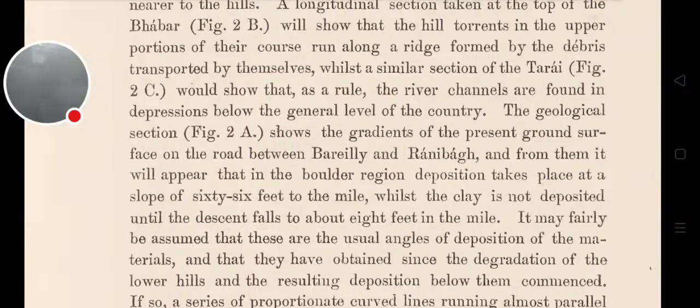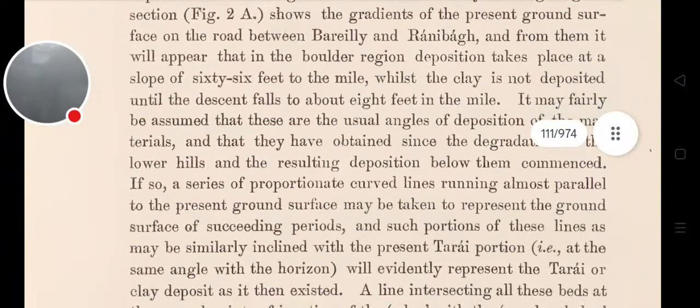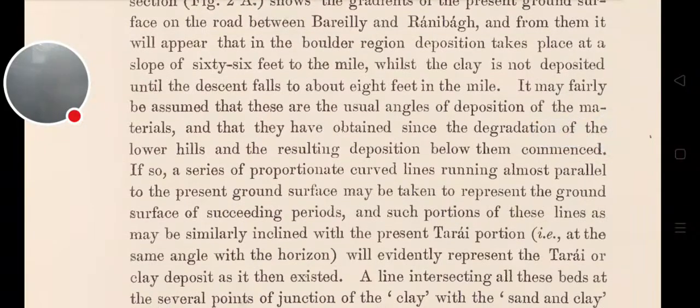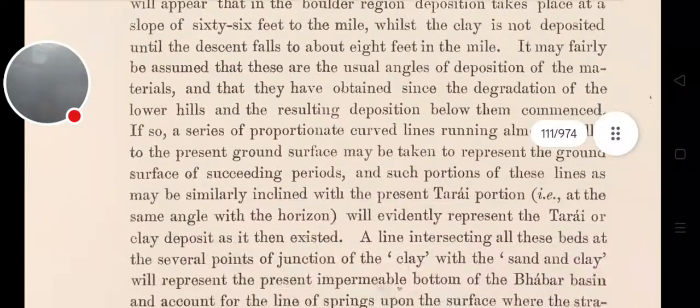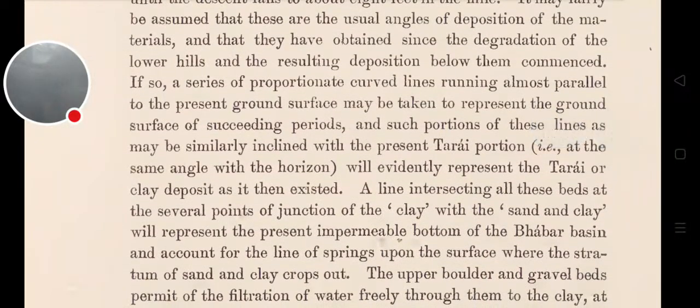The geological section, as shown in figure 2a, shows the gradients of the present ground surface on the road between Bareilly and Rani Bagh, and from them it will appear that in the boulder region, deposition takes place at a slope of 66 feet to the mile, whilst the clay is not deposited until the descent falls to about 8 feet in the mile. It may fairly be assumed that these are the usual angles of deposition of the materials, and that they have obtained since the degradation of the lower hills and the resulting deposition below them commenced.